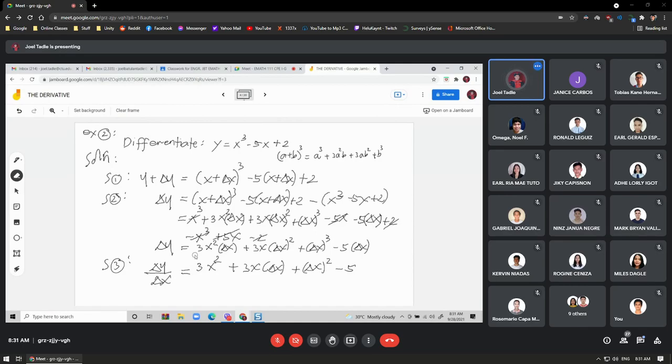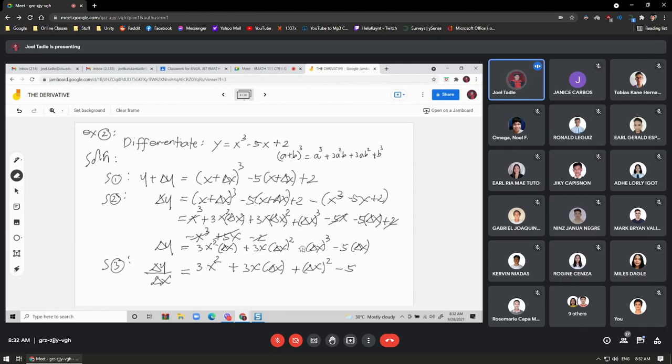So step 3, divide both sides by delta x to determine delta y over delta x. So our delta y over delta x is equal to 3x squared plus 3x delta x plus delta x squared minus 5. We can cancel the delta x since every term has delta x on the right side, so what remains is 3x squared plus 3x delta x plus delta x squared minus 5.